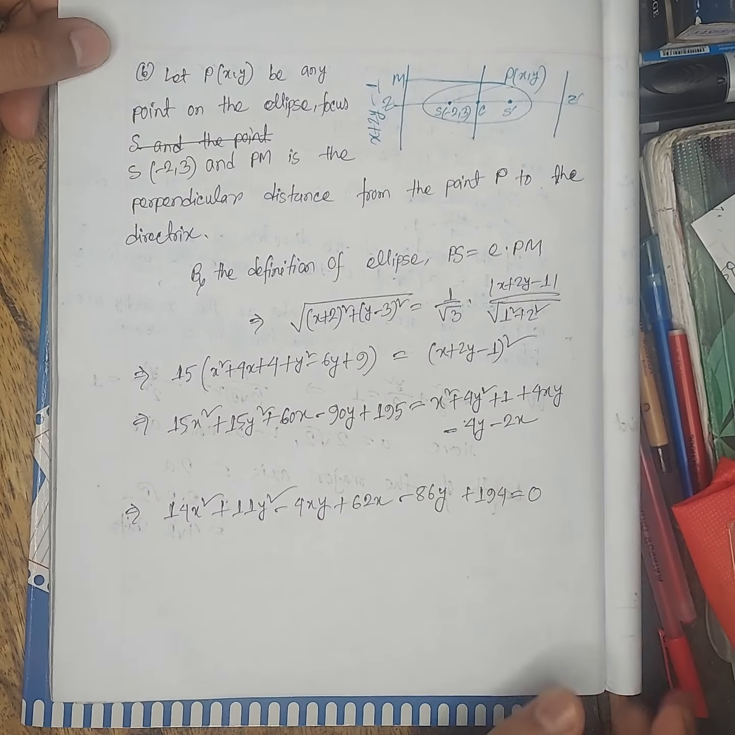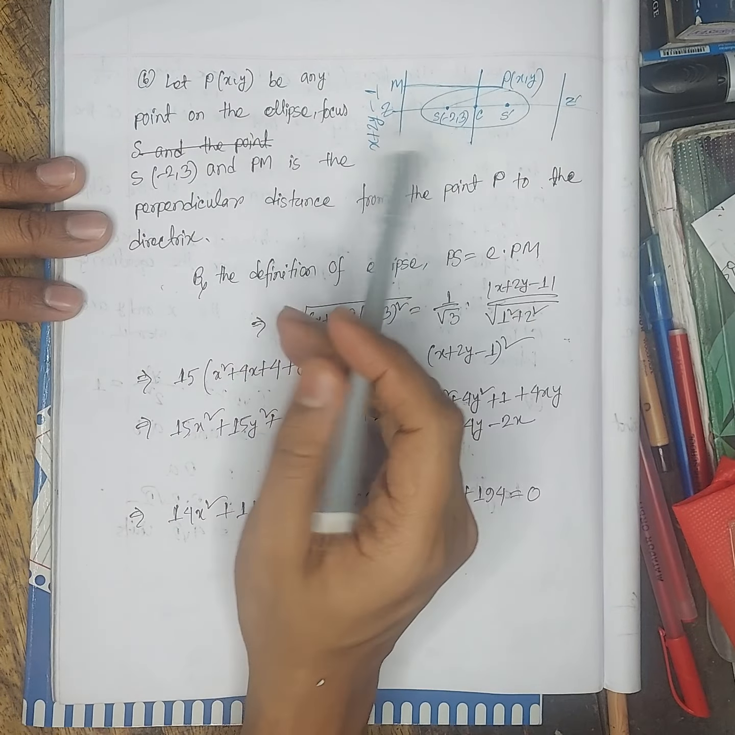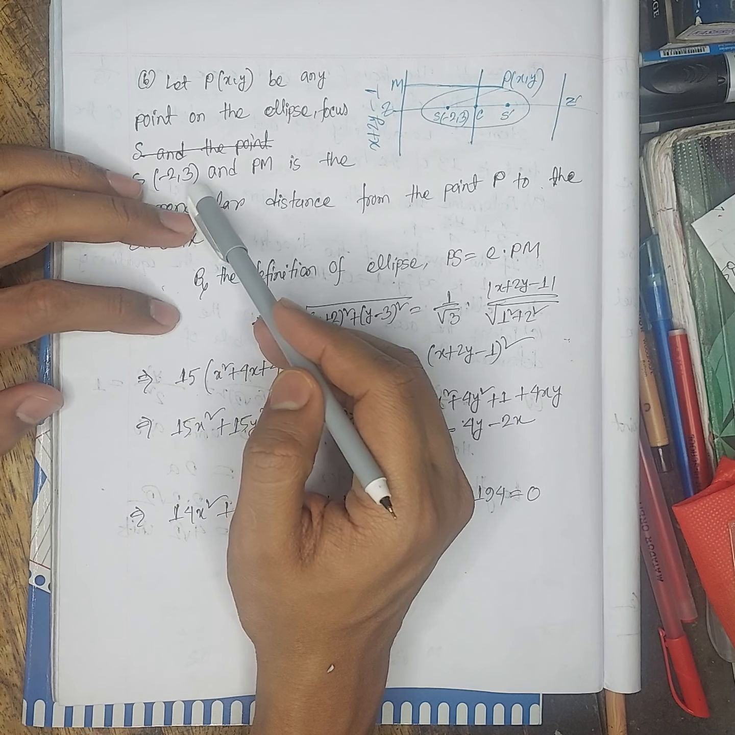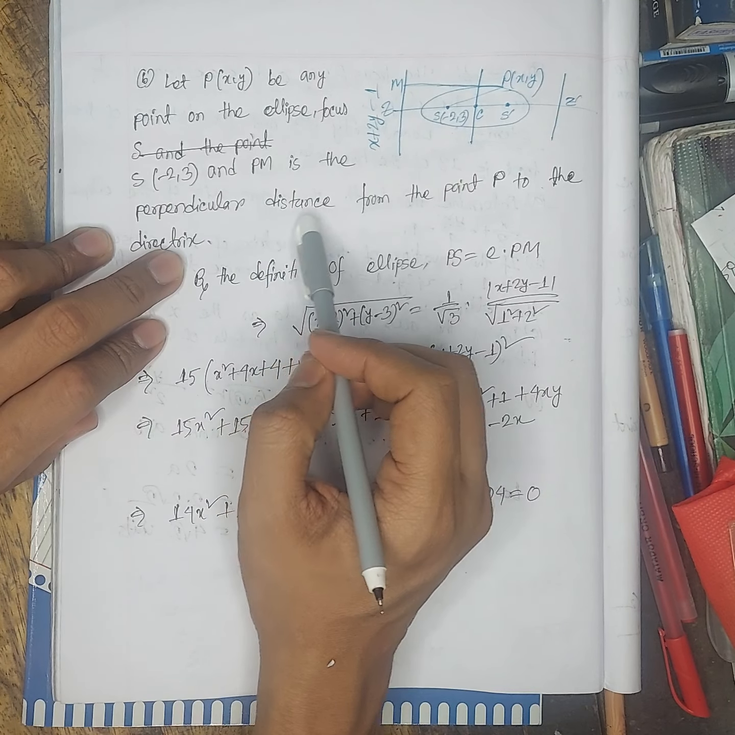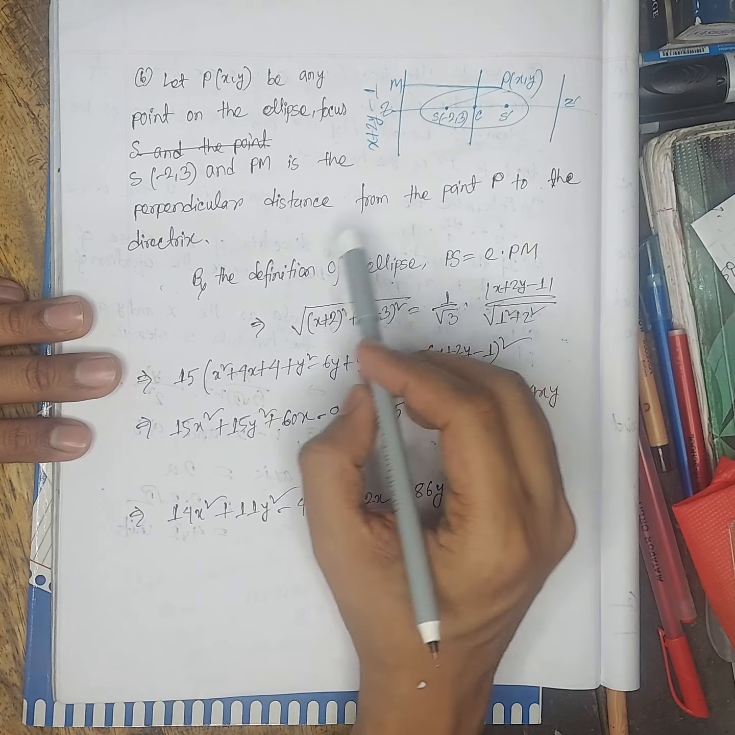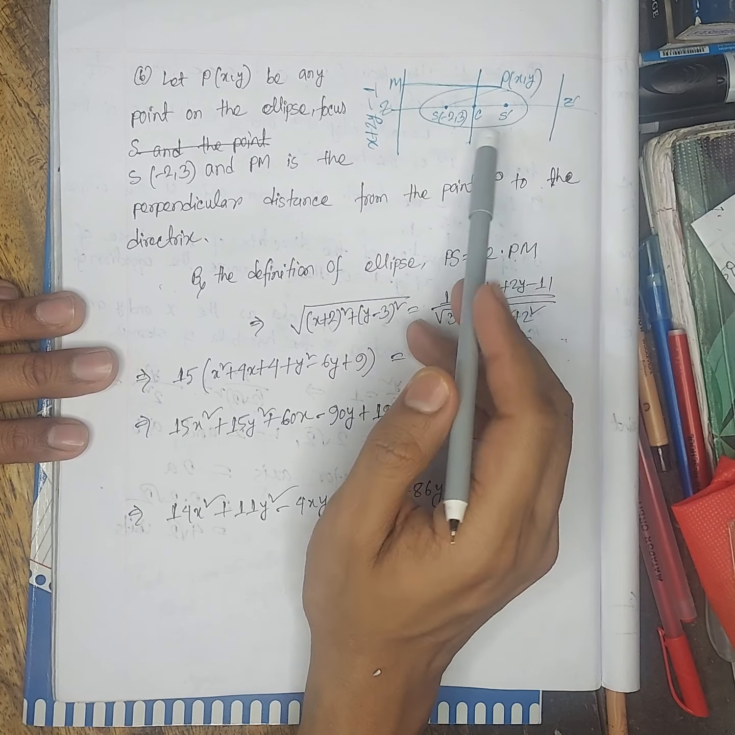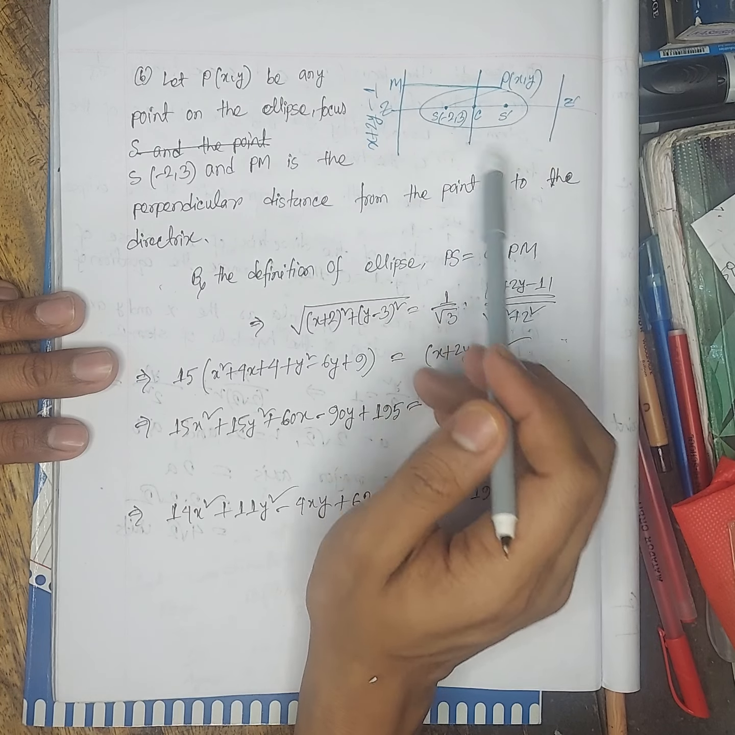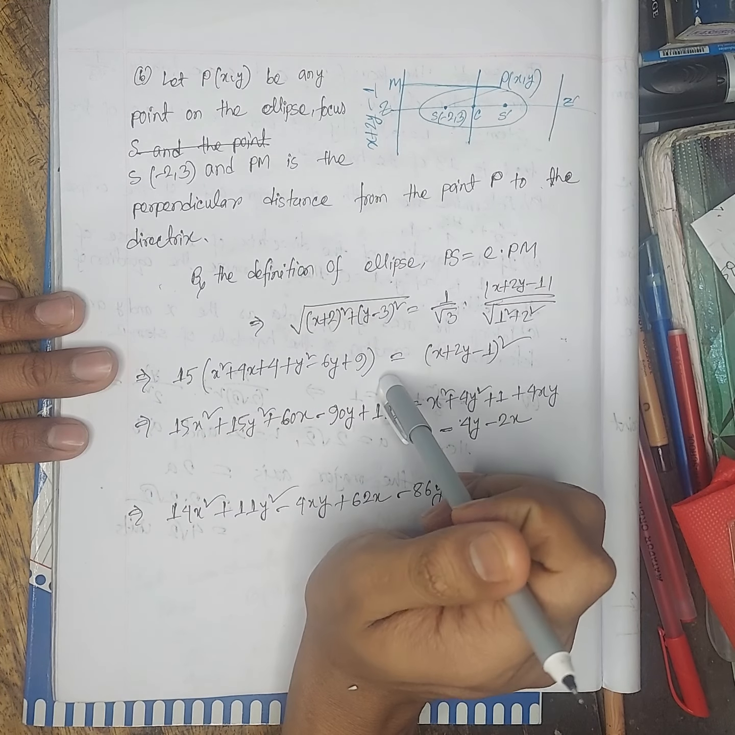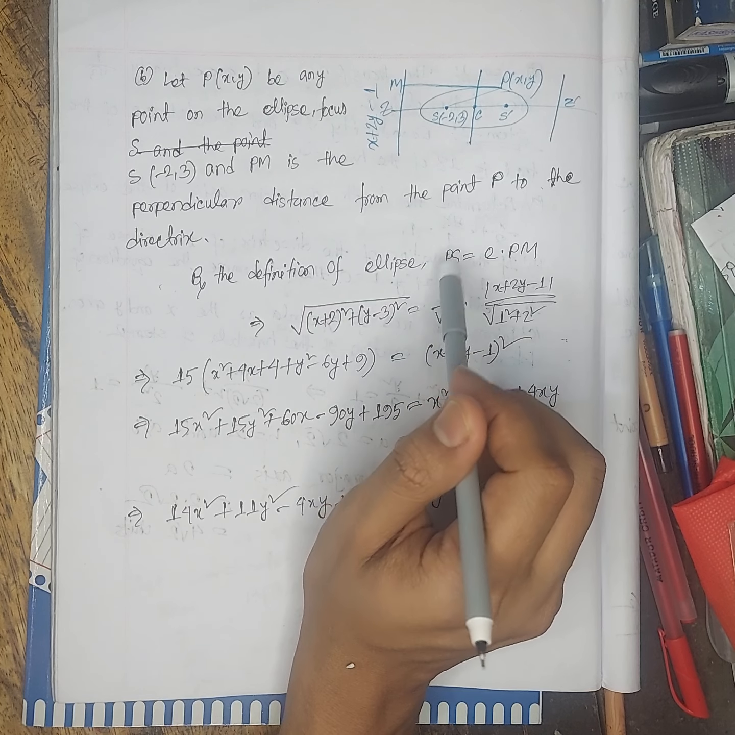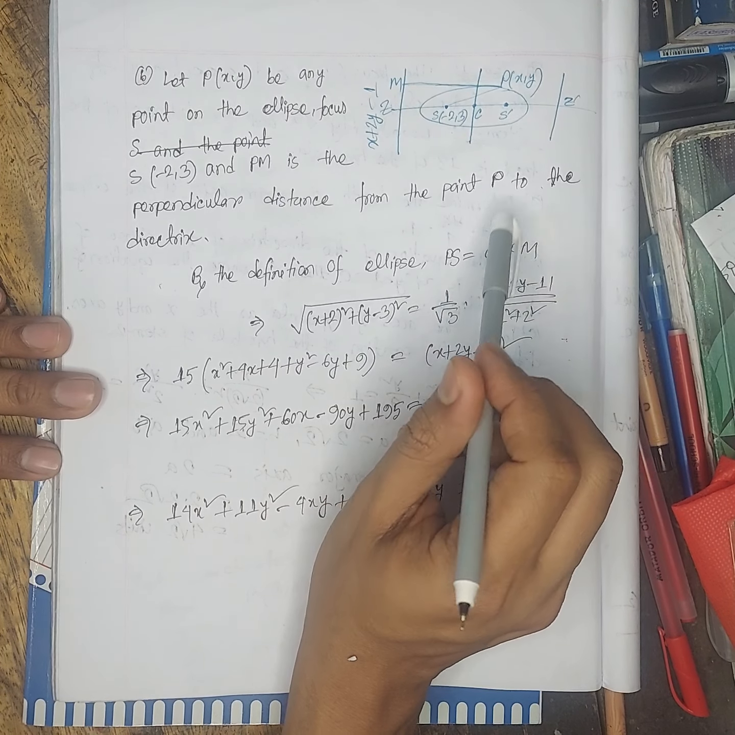Then part B. Let P be any point on the ellipse and focus S(-2, 3), and PM is the perpendicular distance from the point to the directrix. By the definition of the ellipse, we know PS is equal to e times PM. So from here, we have to apply the distance formula.